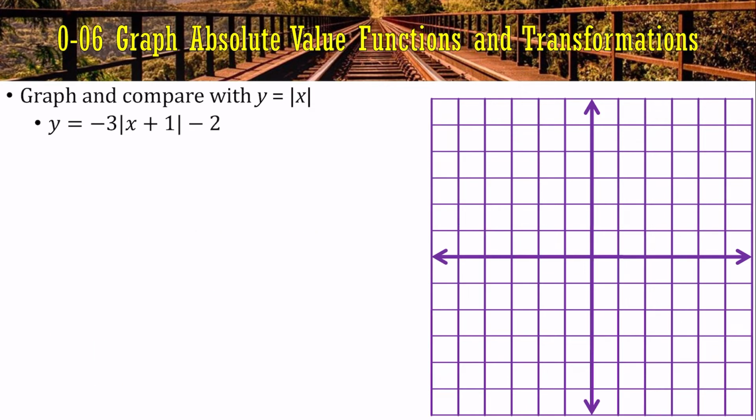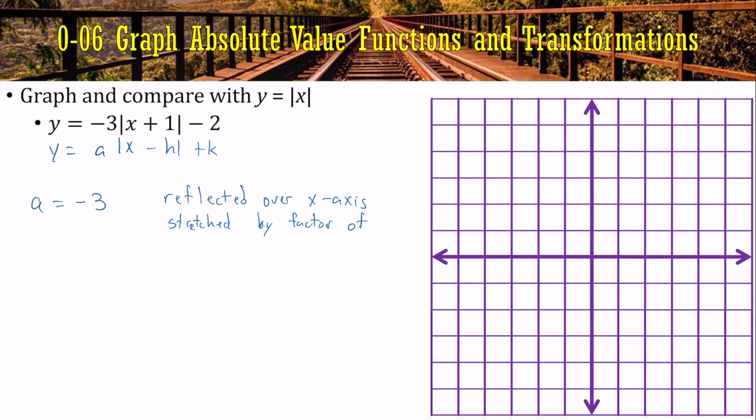All right, let's graph the absolute value function and compare it with that. So we have everything this time. If we go y equals a absolute value of x minus h plus k. Well, a appears to be -3. What's that mean? Well, that means it is reflected. The negative means it is reflected over the x-axis. The 3 means it is stretched by a factor of 3.